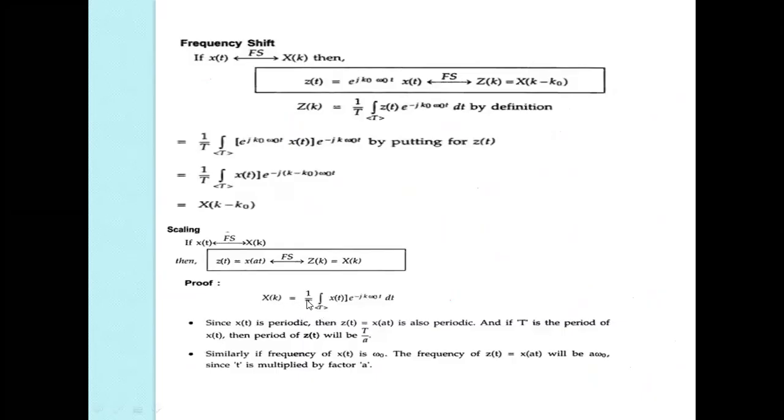So the same thing, X[k] is equal to 1/T times the integral of x(t) e^(-jkω₀t) dt. Substitute t as at, replacing x(t) with x(at), and change the frequency also to aω₀. Simplify that. Finally, we get X[k] only.